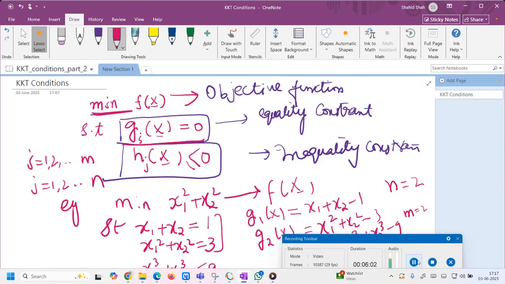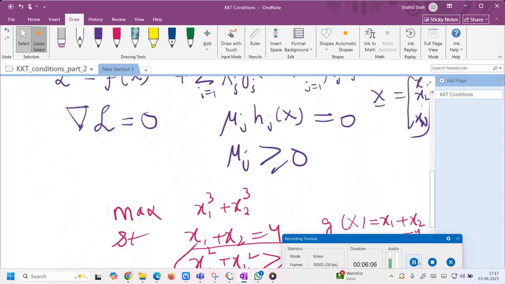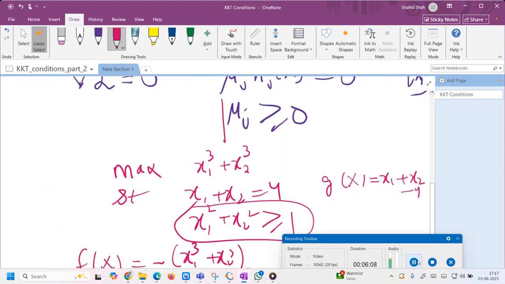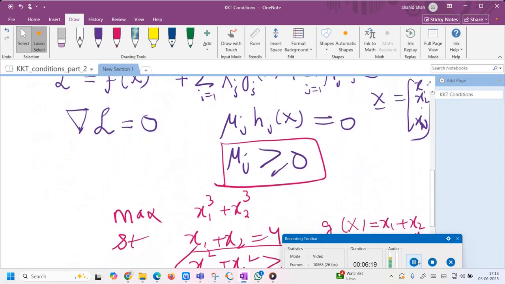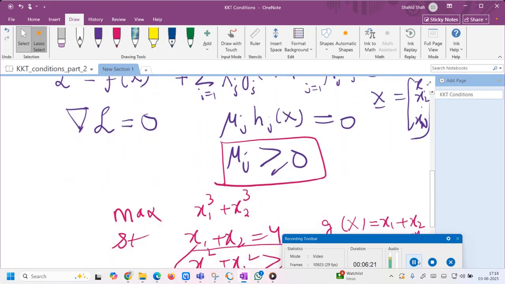When your optimization problem is written in this standard form, only then the condition mu_j greater than or equal to 0 has to be satisfied. Suppose you write this in another way, that is, greater than or equal to 0, then the condition on mu will be reversed. That is, you will need mu_j to be less than or equal to 0.